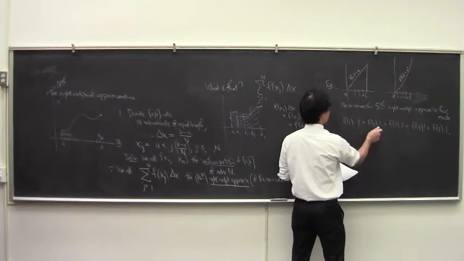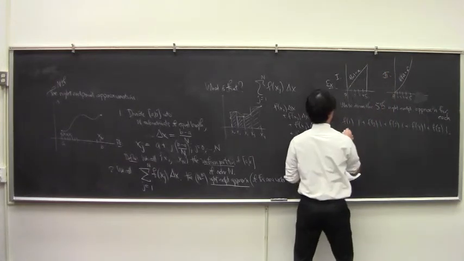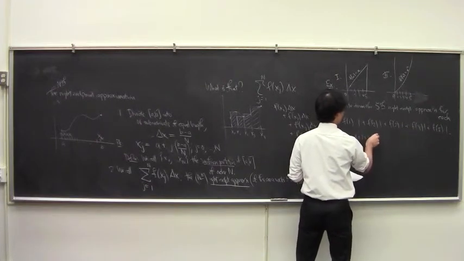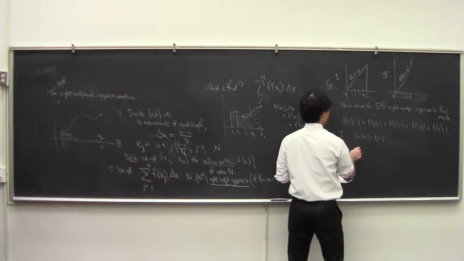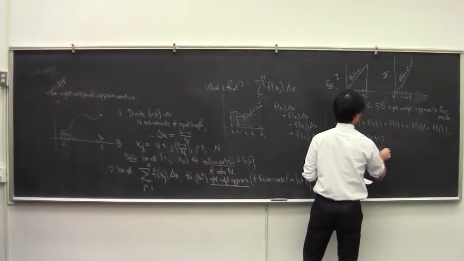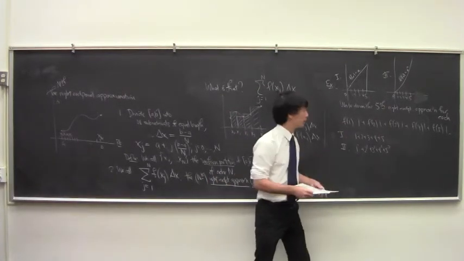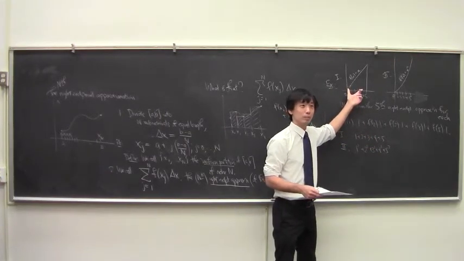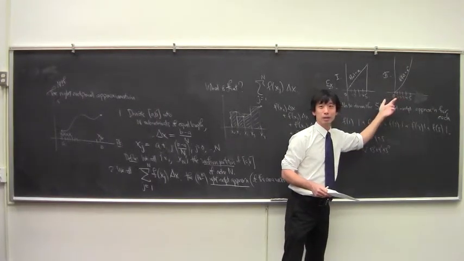For the first one, f of 1 is 1, f of 2 is 2, f of 3 is 3, f of 4 is 4. So for number 1, it's going to be 1 plus 2 plus 3 plus 4 plus 5, which is 15. And for the second one, we're going to get 1 squared plus 2 squared plus 3 squared plus 4 squared plus 5 squared, whatever that is. This number is the fifth right endpoint approximation of the area here. Okay, that's the fifth one.